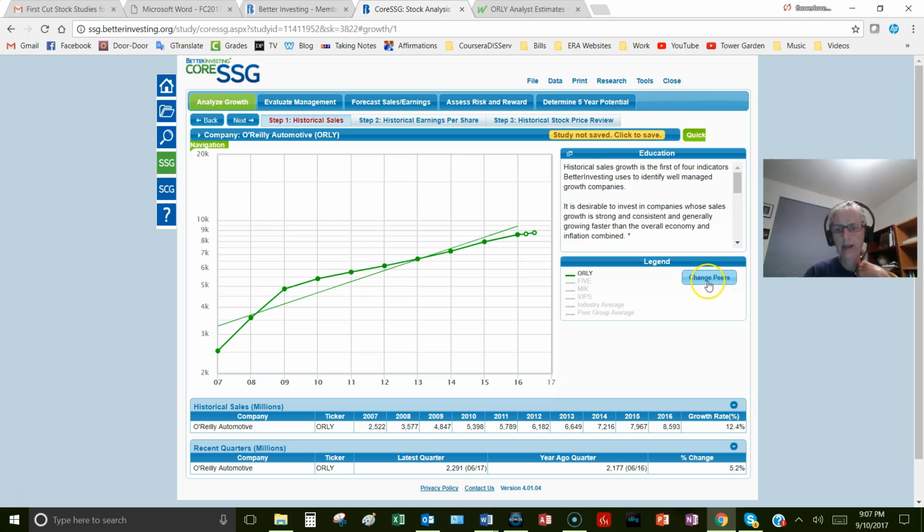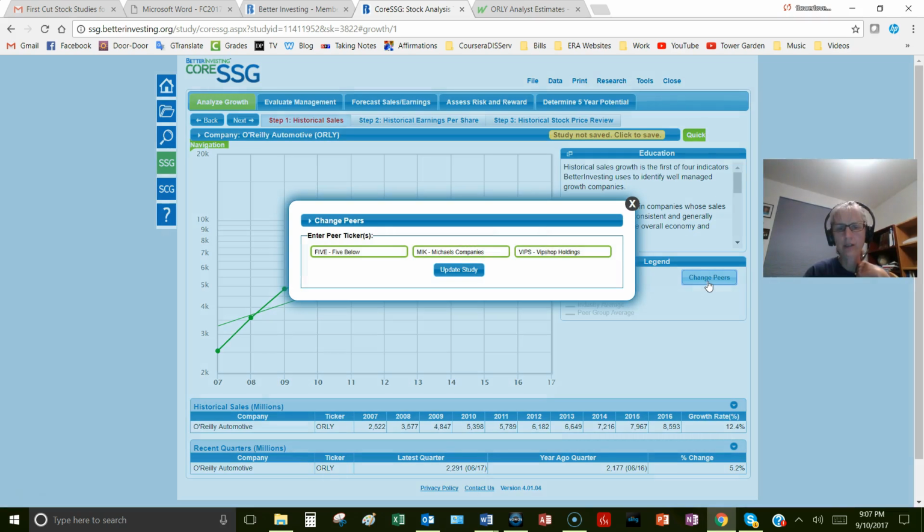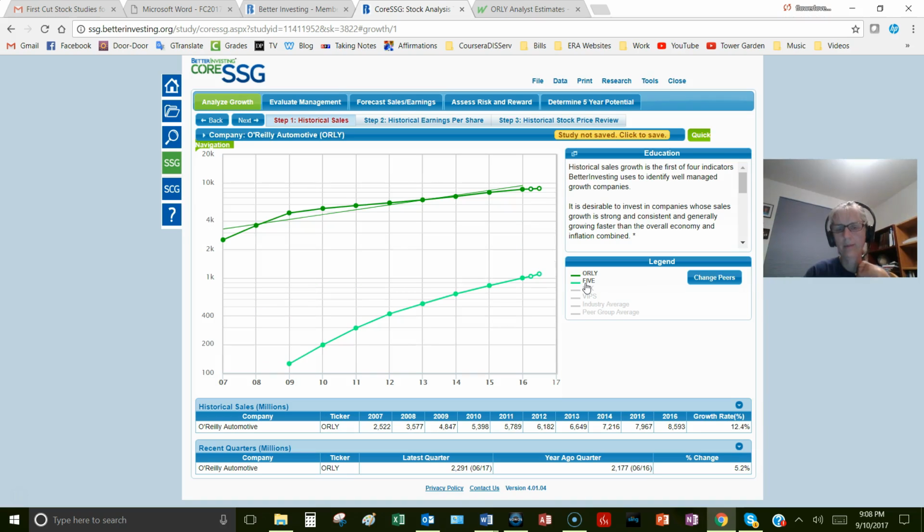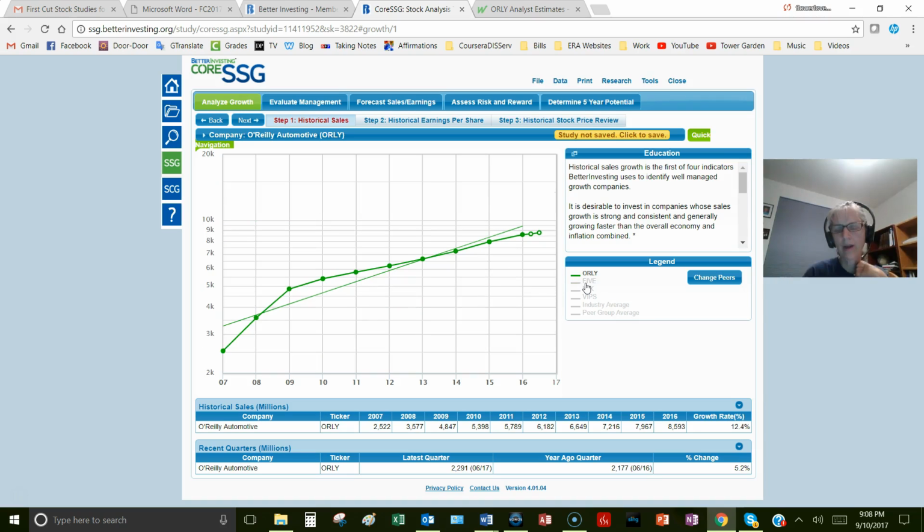Right here, I can click on change peers, and I can put in other companies. I don't know what I would put in here, but if I wanted to put something else there, I could. Then I click on update study, and if I wanted to show those companies, I can click on them and they will show. But this one has to do with clothing, I guess, so I'm not going to show that because this is automotive. That doesn't make any sense.